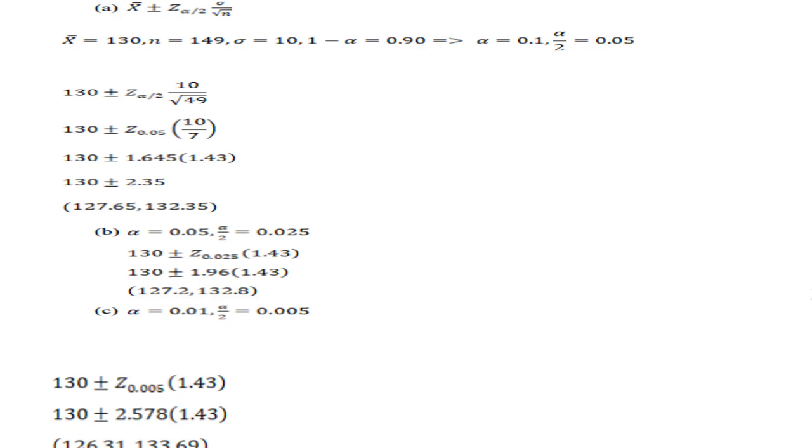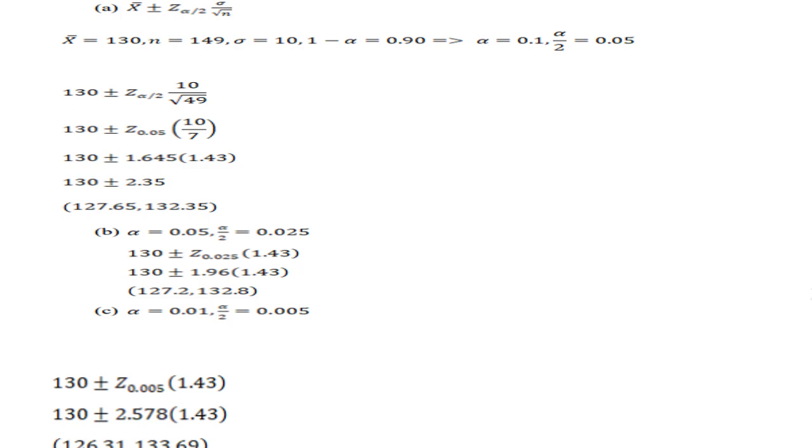Now 130 plus or minus, when you multiply 1.645 times 1.43, it will give you 2.35. So it will be 130 plus or minus 2.35. 130 minus 2.35 gives us 127.65, comma, 130 plus 2.35 gives us 132.35.